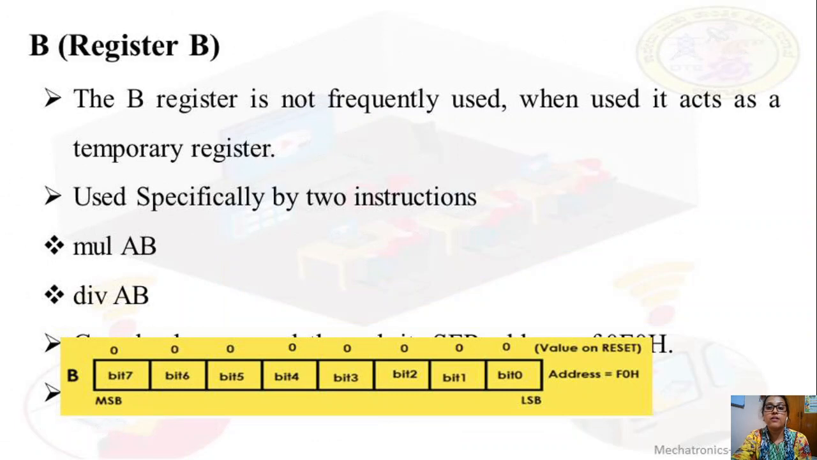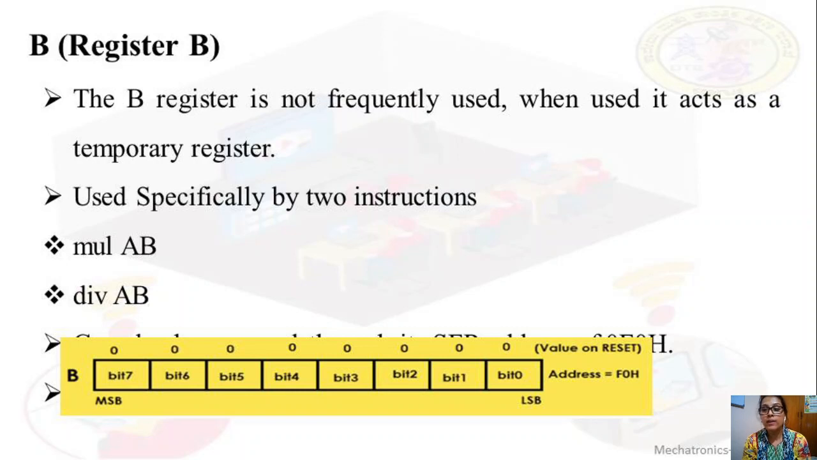Next is register B, also called the auxiliary register. It is used to store temporary results, and it is used along with the accumulator in multiplication and division operations. These two operations, multiplication and division, are performed on data that is stored only in register A and register B.